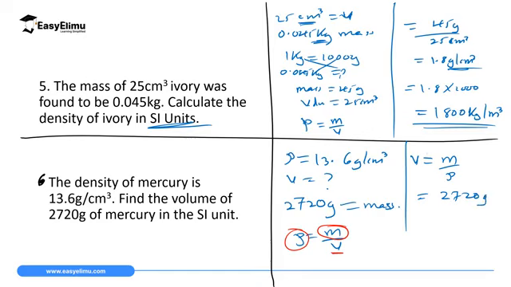Which is going to be 2720 grams over density, which is 13.6 grams per cubic centimeter. Remember, this one is now going to give us 200 cubic centimeters. So remember, this gram will go with the gram, and then this one will go up, and then we will get 200 cubic centimeters.